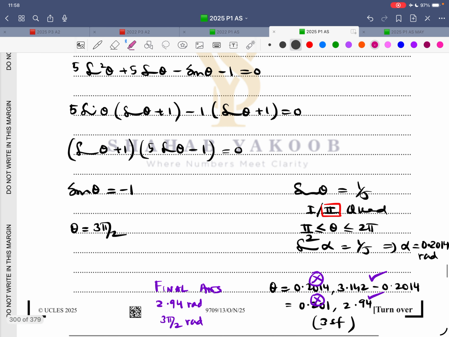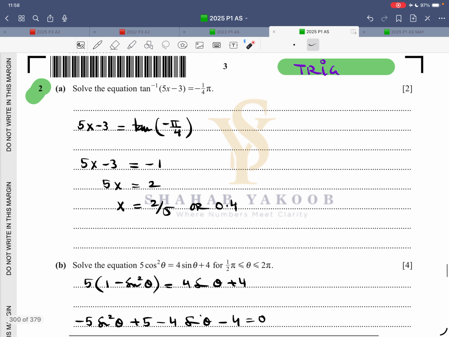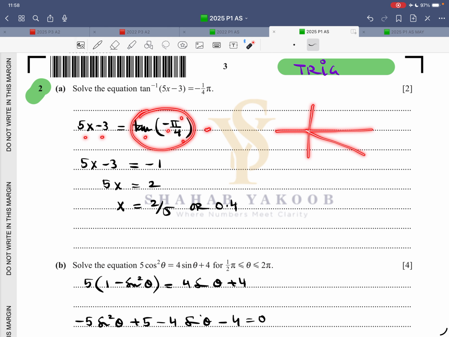Question number 2, what is this about? Question number 2 is basic trigonometry. The first thing, solve the equation tan inverse of (5x minus 3) is negative pi by 4. In other words, 5x minus 3 is tangent of minus pi by 4. Tangent of this value, you can use a calculator, or you can use the concept that this is a clockwise angle in the fourth quadrant. In the fourth quadrant, the value of tangent is negative, basic angle is pi by 4. It's your choice how you want to work it out. It's for 2 marks, you get the value of x.